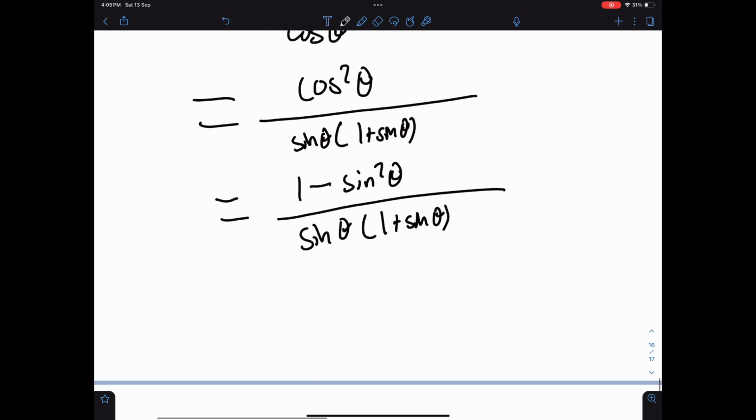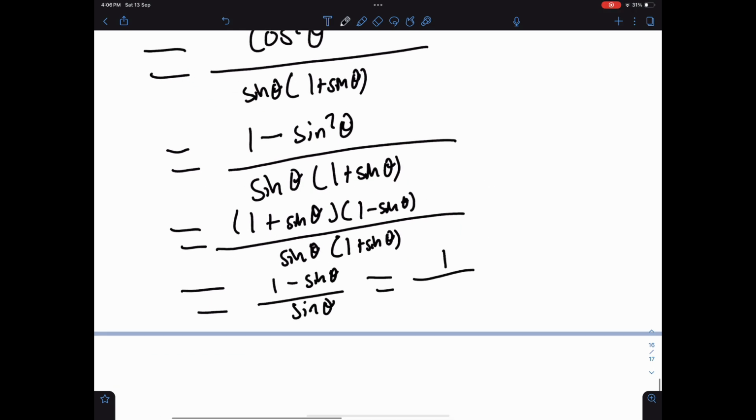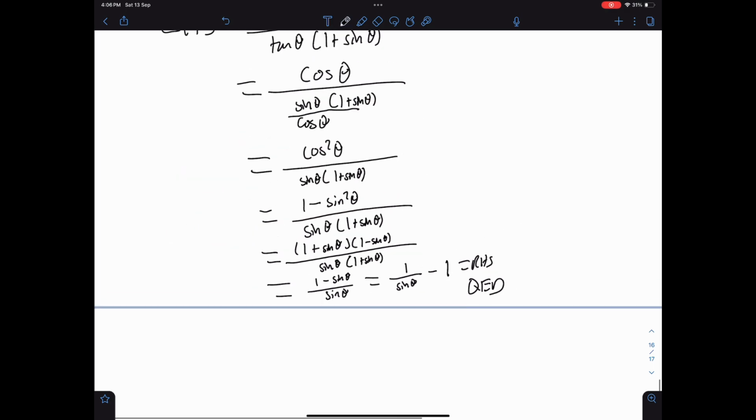Oh, we use difference of squares again, 1 plus sine theta, multiplied by 1 minus sine theta, over sine theta, 1 plus sine theta. That's 1 minus sine theta over sine theta. And that can be simplified to 1 over sine theta minus 1, which equals the right-hand side, QED. That's a few examples. I'll leave you to practice more.